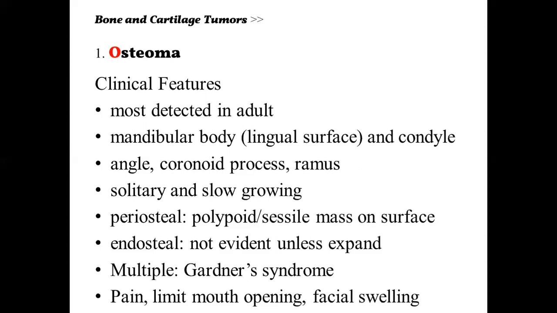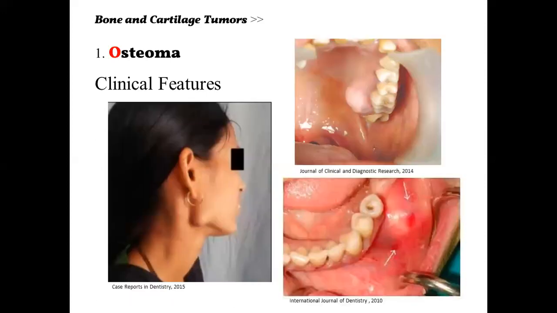Of course, kasama ng osteoma, merong pain. Limited din yung mouth opening niya, and kadalasan, bilang nagkaroon na ng expansion, magkakaroon din ng facial swelling or asymmetry din. So ito ang itsura ng isang osteoma. It can be evident sa labas, extraoral, like in the angle of the mandible.